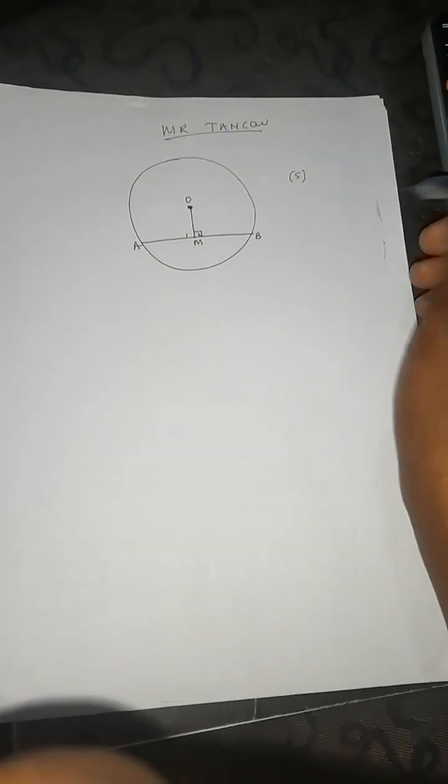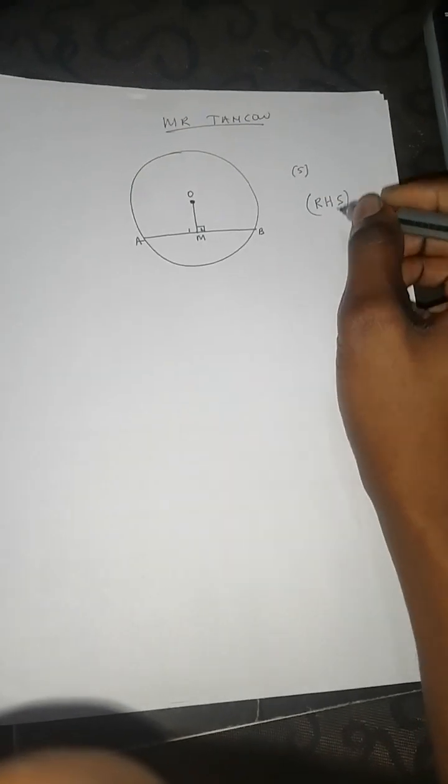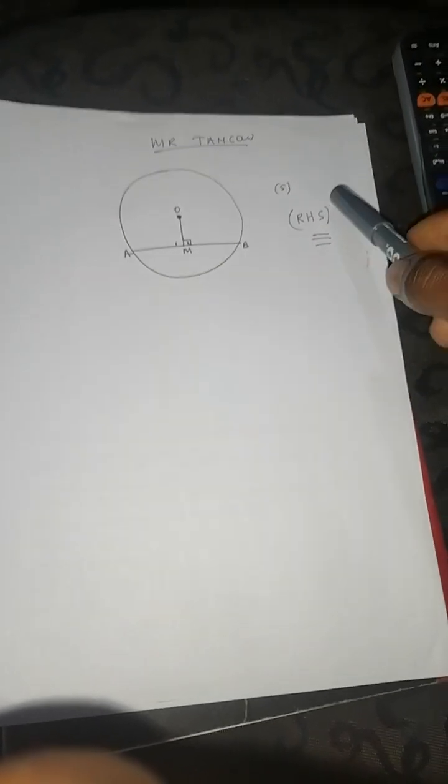It's just like we are cooking. When you're cooking, you should know your ingredients. In this case, in order to prove this theorem, we need RHS. Remember, when you're dealing with congruency, we need to prove that two triangles are congruent using our right angle, our hypotenuse, and the side. If you follow these ingredients, you're done.